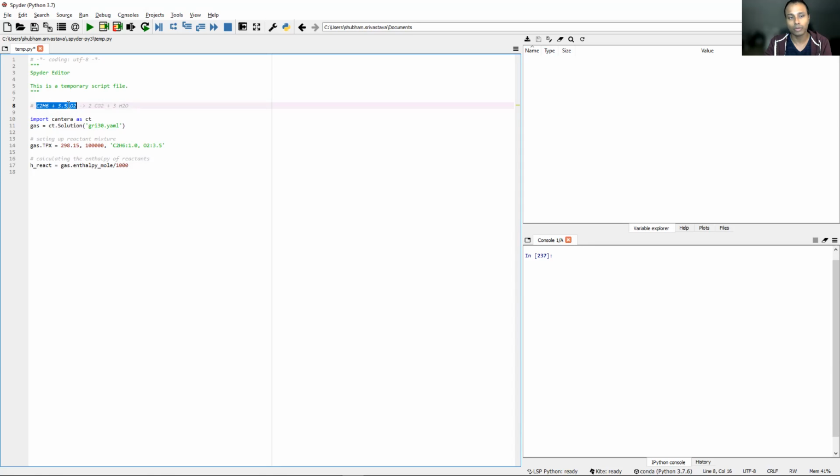But here in reality, we are actually reacting a total of 4 moles, right? We are not normalizing. And so we will go ahead and multiply this by 4.5, which is the total number of moles that are present. All right, so this will be the enthalpy of reactants. Now, let's set up the product mixture.